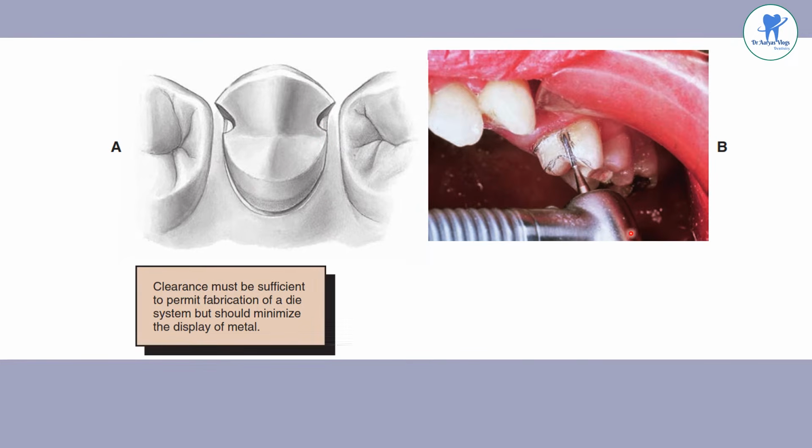And in this picture, it shows the tooth. It should be prepared in its long axis, otherwise the metal is displayed. So clearance must be sufficient to permit fabrication of a die system, but should minimize the display of metal.